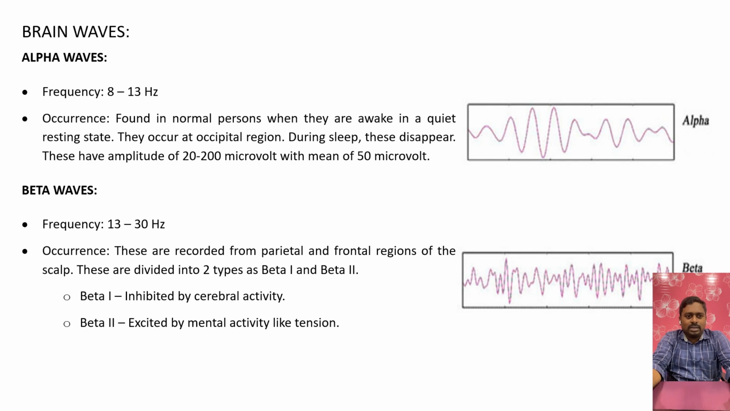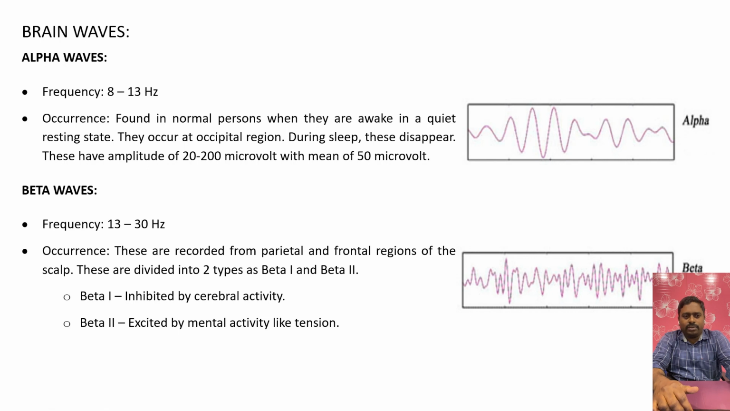What is the occurrence? It is found in a normal person if they are awake in a quiet resting state. It may occur at the occipital region. During sleep, they disappear. The alpha waves have an amplitude of 20 to 200 microvolts, which means about 50 microvolts. This is the alpha wave diagram. So the frequency range is 8 to 13 hertz.